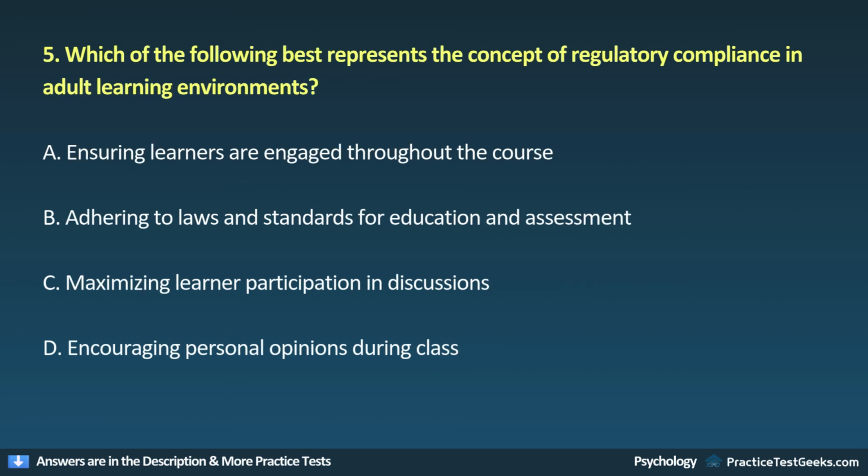5. Which of the following best represents the concept of regulatory compliance in adult learning environments? A. Ensuring learners are engaged throughout the course. B. Adhering to laws and standards for education and assessment. C. Maximizing learner participation in discussions. D. Encouraging personal opinions during class.